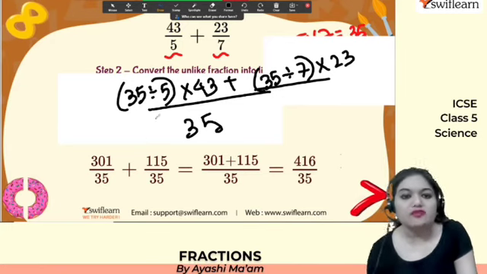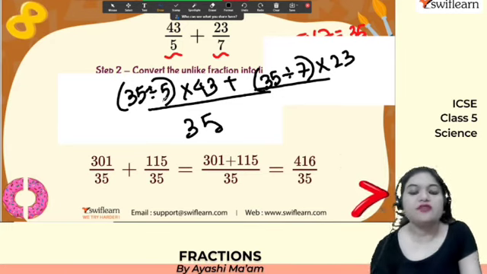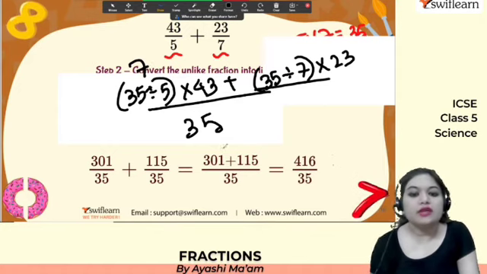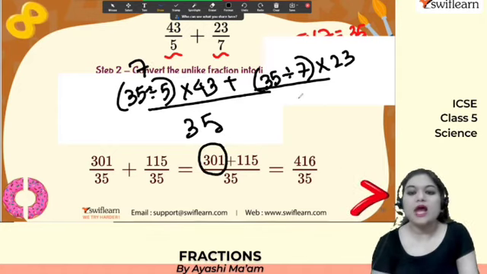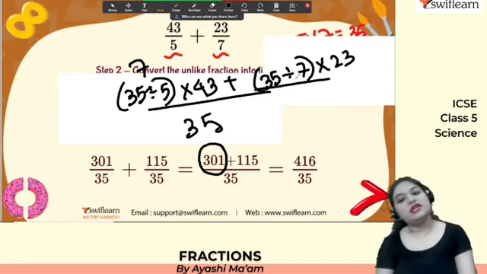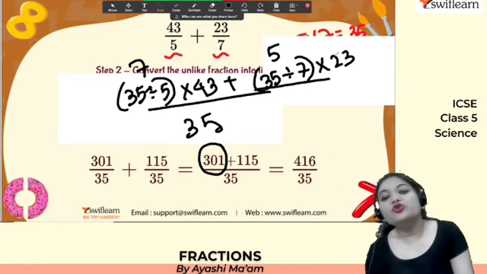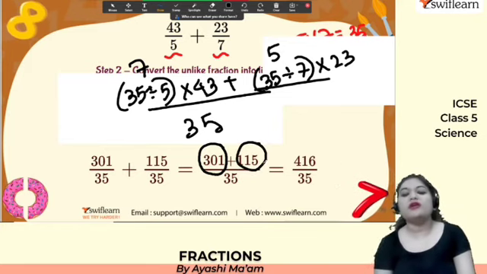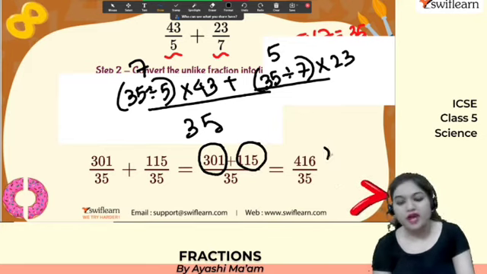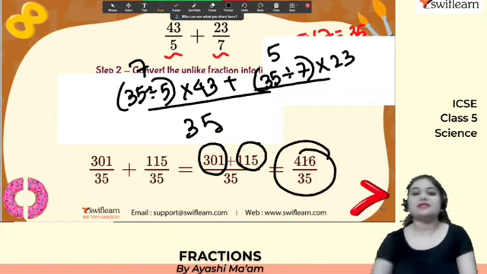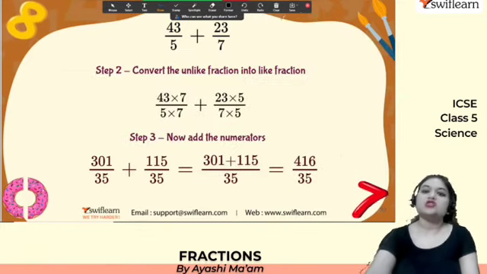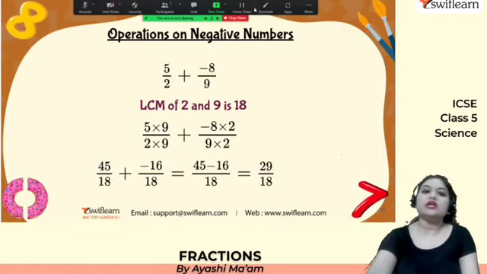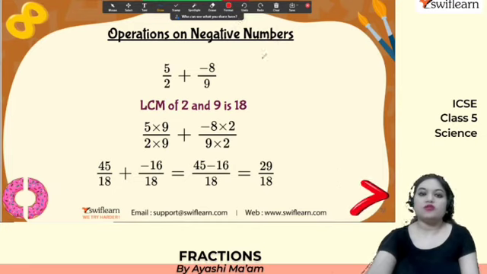So 35 divided by 5, right? 35 divided by 5 will be 7. Now if you do 7 into 43, then you will get the answer as 301 plus 35 divided by 7, which is nothing but 5. Now when you do 5 into 23, you will get the answer as 115. So 301 plus 115 by 35, which is nothing but 416 by 35. Okay. So same thing. This one you know. The thing is, convert the mixed fraction into an improper fraction and then solve it.